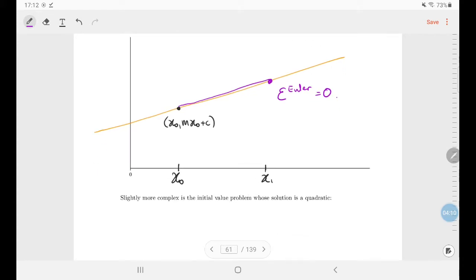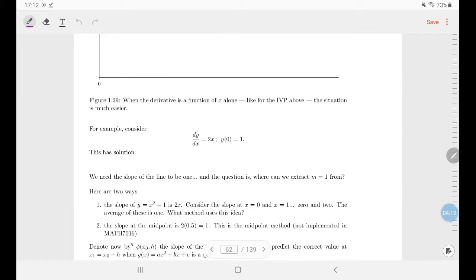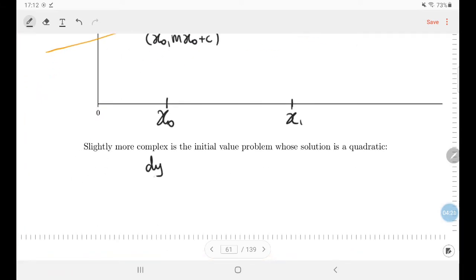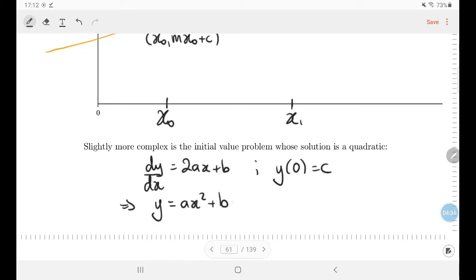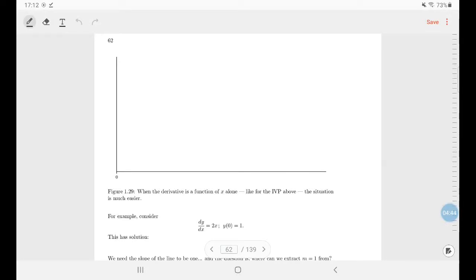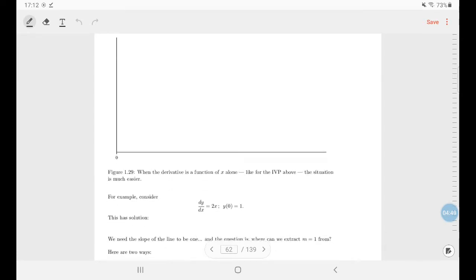Okay. So slightly more complex is the initial value problem whose solution is a quadratic. So this looks like the first derivative is equal to 2ax plus b, and the initial condition is y of 0 is equal to little c, and then you can write down the solution of this will be ax squared plus bx plus c. So that's a parabola or a quadratic. Okay, so now we're going to assume, I think, that the derivative is a function of x alone. It's going to be a lot easier.